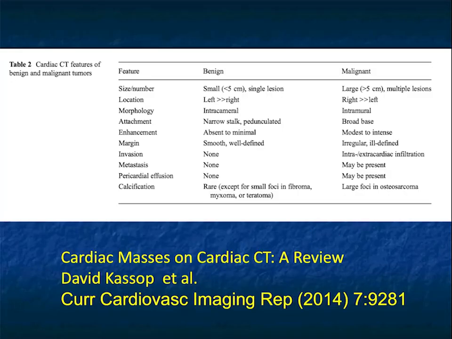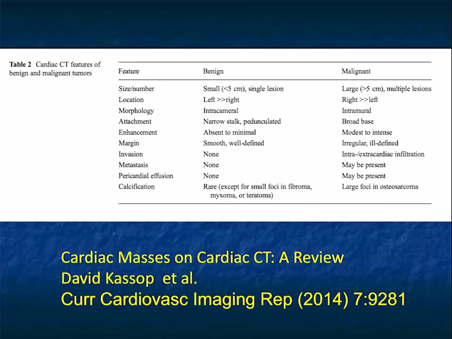So that's very helpful. Now, when you look at some of the features in this article by Kassup, looking at malignant versus benign tumors, there's certain rules they had. They're not always perfect, but maybe they're reasonable. Malignant, typically multiple lesions. Okay, that's okay. And large. Okay. Location, more common on the right side of the heart than left.